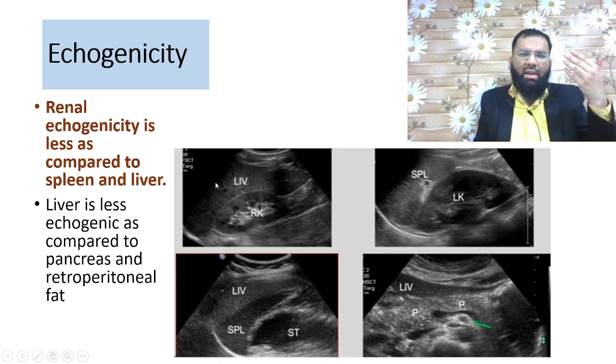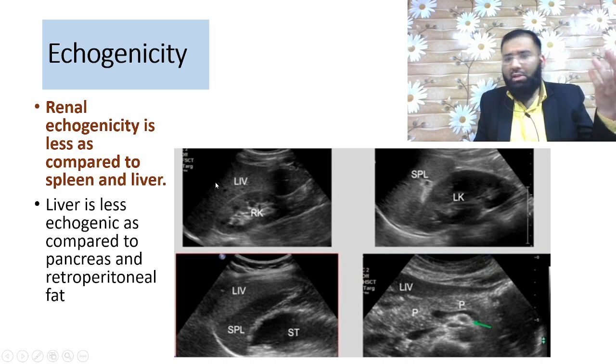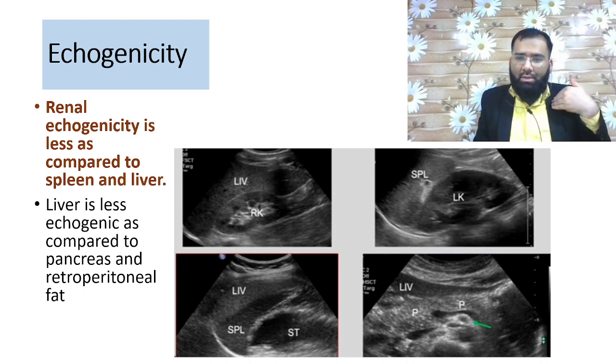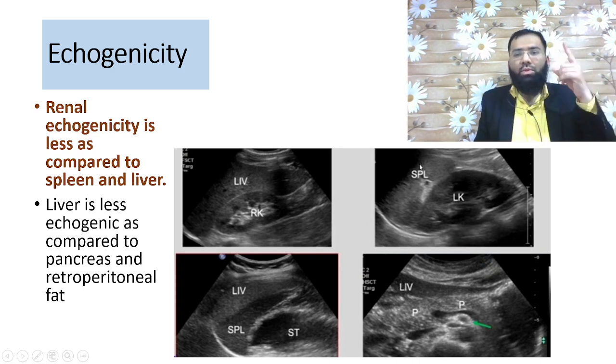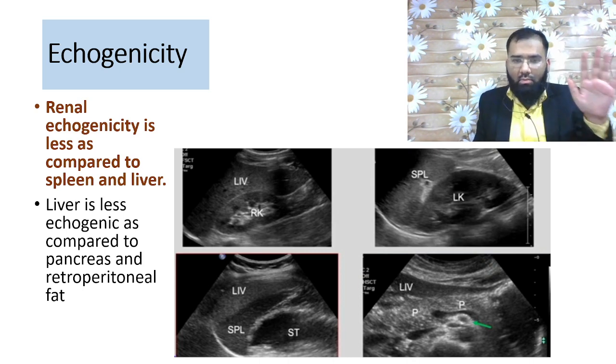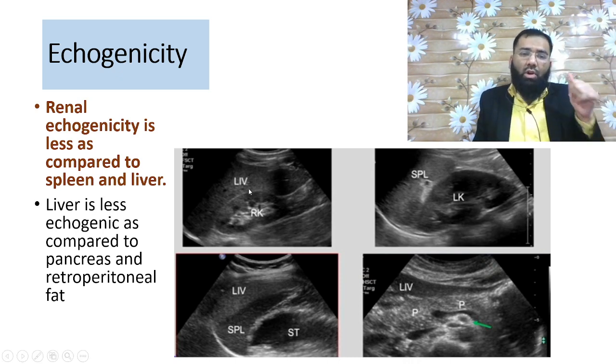Now the liver has a variable echogenicity. You will find that in the Indian population you've got a lot of fatty liver patients. So I personally, and most of the radiologists, rely on the echogenicity of the spleen. So if renal echogenicity becomes more than the spleen echogenicity, it is absolutely abnormal. Okay, that cannot happen. That should not happen actually.